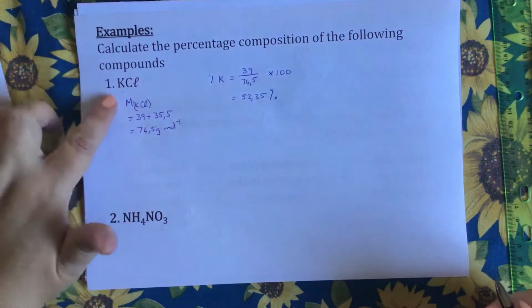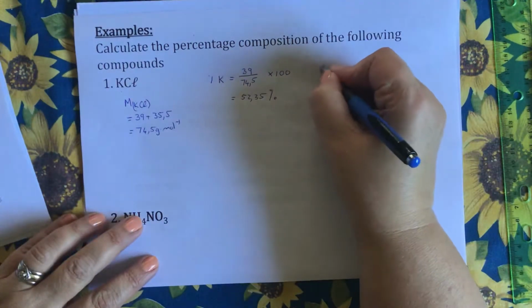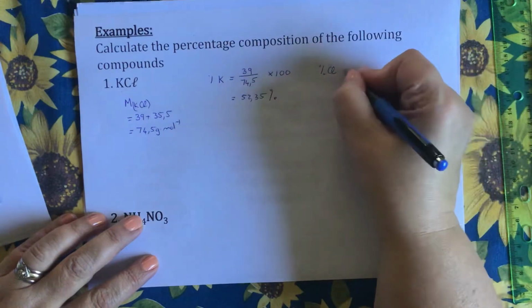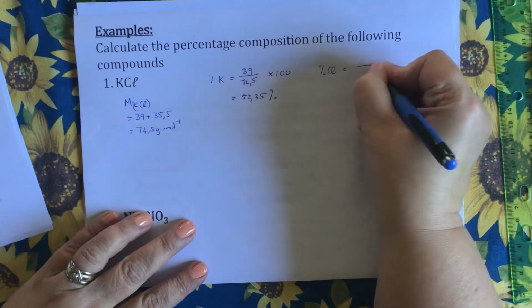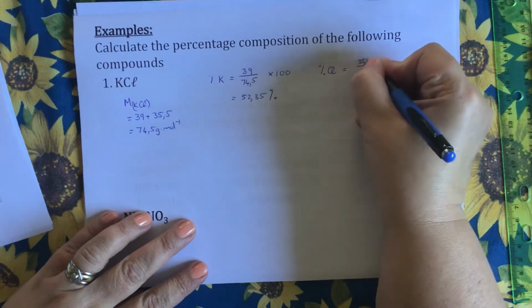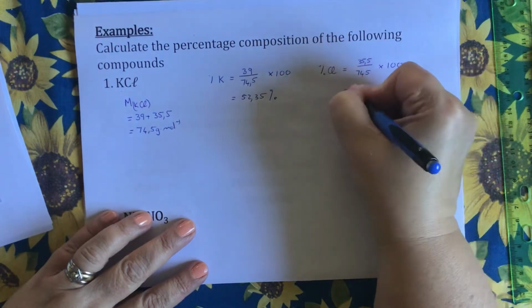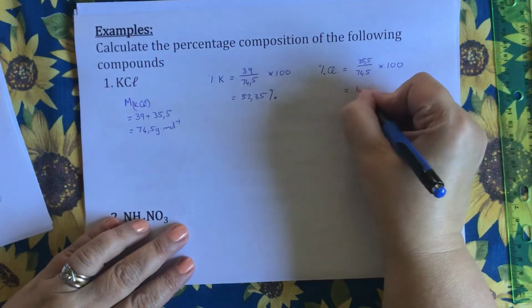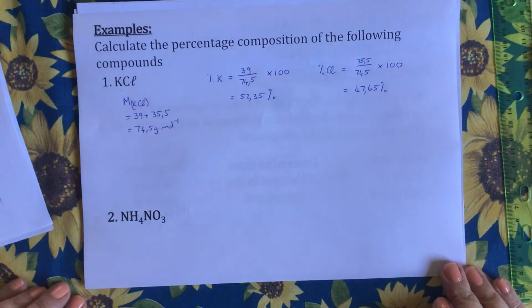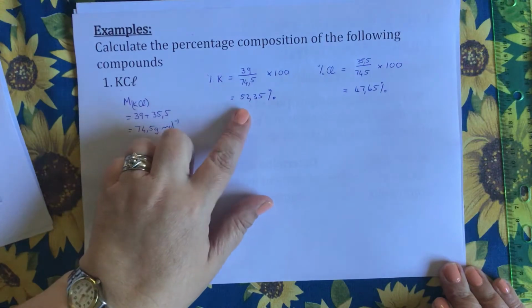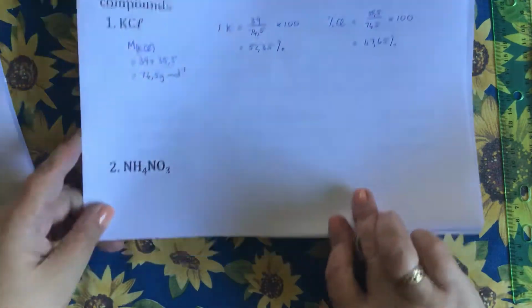Now I can either get the chloride by saying 100 minus that will give me the percentage of chloride, or I can also work it out: percentage of chloride in the compound is going to be equal to the mass of the chloride divided by the compound mass times 100. And that works out to be 47.65%. So straightforward, percentage of potassium 52.35 and the chloride 47.65. Right, let's do number 2.